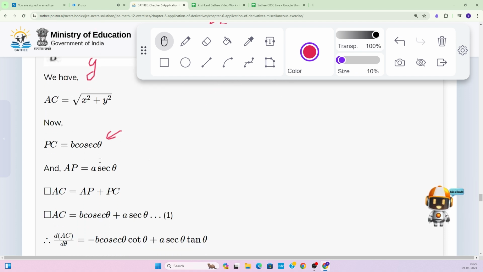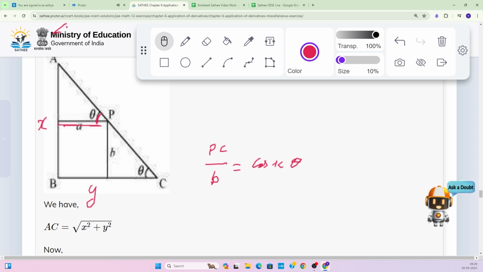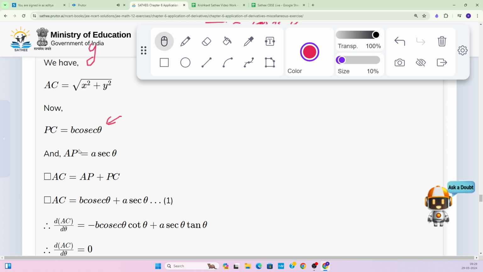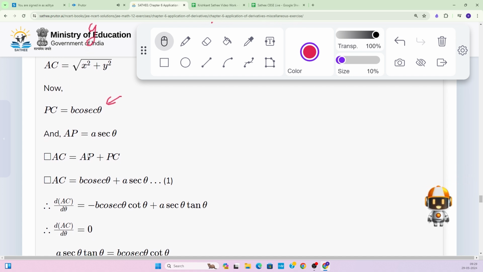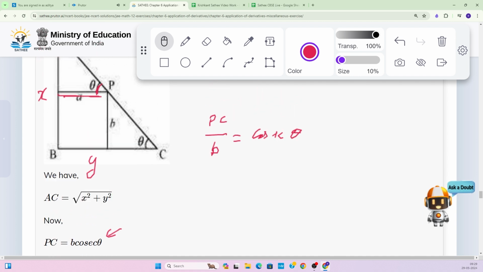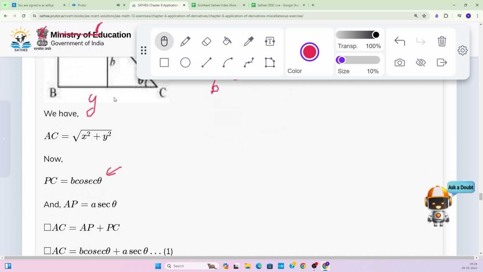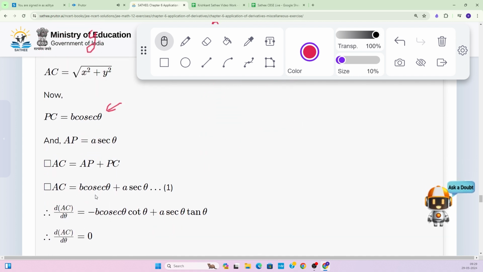Now AP will be what? As you can see, AP, where is AP? AP will be in terms of A, what? This is your base. So AP will be what? Sec theta. Sec theta is just nothing but hypotenuse by base. Okay, so as you can see, AP will be A sec theta. Now what? Now you know that AC is equals to AP plus PC. So sum them, you will have B cosec theta plus A sec theta.